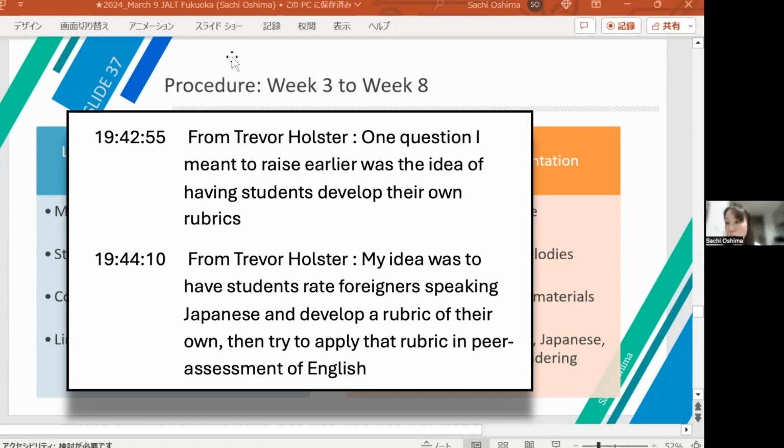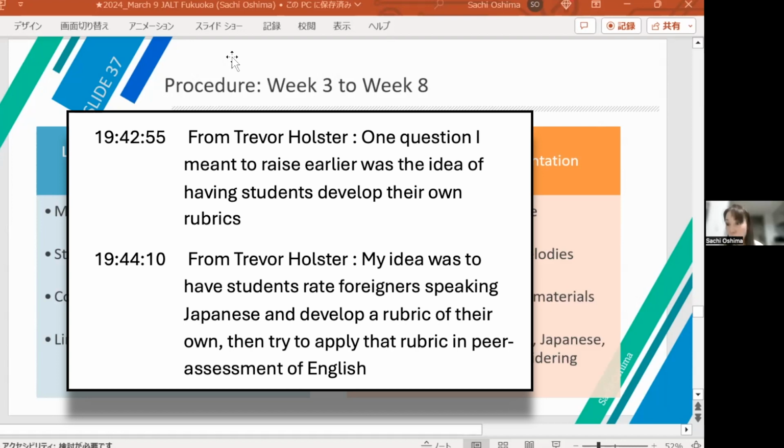The idea of having students develop their own rubric. Yeah, it's a very good idea. I should have thought of it. Then maybe the students will be much more actively involved in assessing, and they learn more.